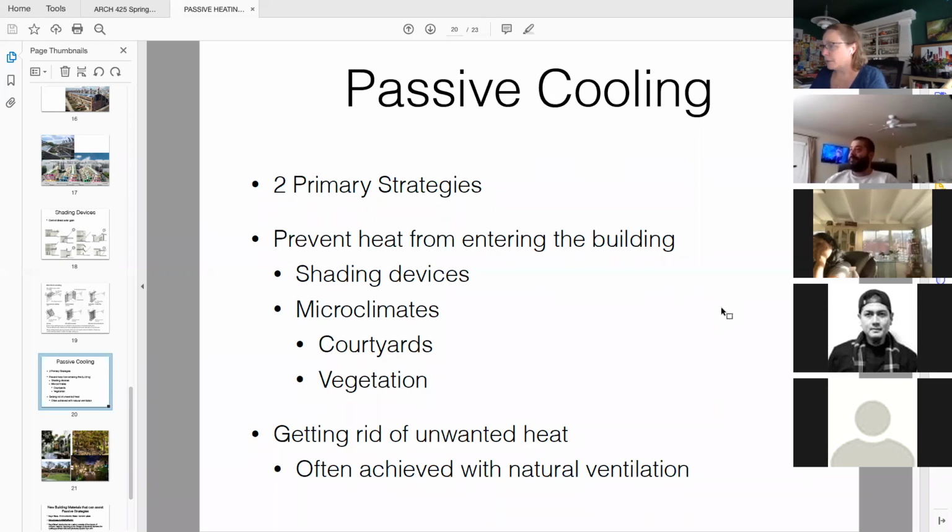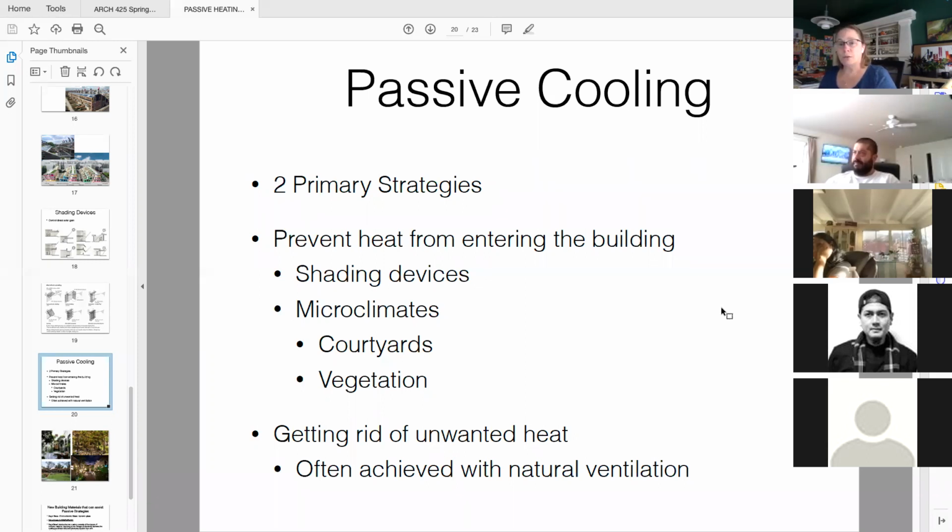We just looked at a bunch of different configurations. Creating a microclimate can be as simple as a courtyard. Vegetation can add to your microclimate to create a cool sink somewhere within your project. Then if heat does get in, how do you get it out?